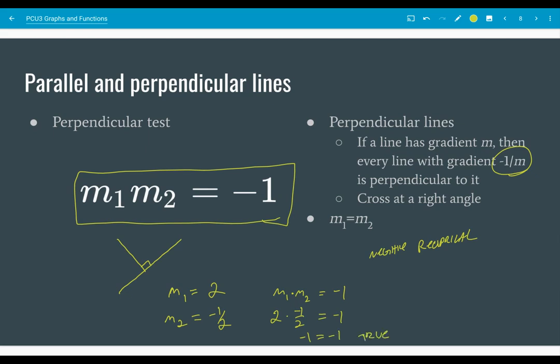True. That's your proof for perpendicularity. That's how you know that two lines are perpendicular to one another. You can't go by look. You can't say, well, the picture looks like they're perpendicular. You have to prove it, or it has to be given to you.